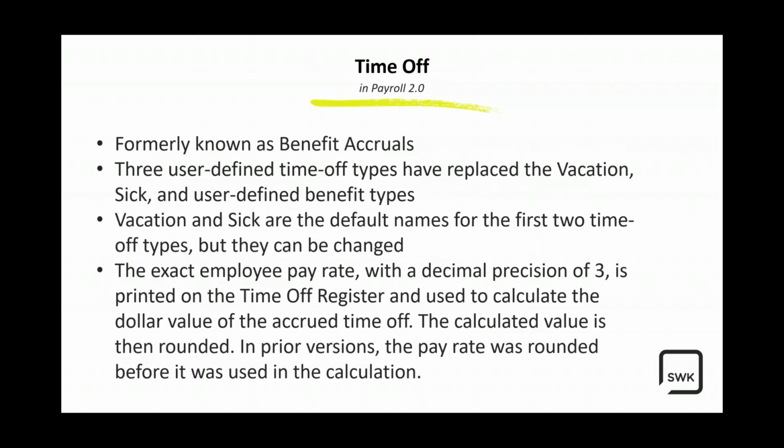So time off, formerly known as benefit accruals. You used to have vacation, sick were defined, and then the third one was whatever you wanted it to be. Now with time off, all three are definable. You can make any three of them whatever you would like them to be. Vacation and sick are automatically defaulted that way just from a conversion standpoint, but you have the ability to change that to whatever you would like it to be. And also the decimal precision has been moved out to 3, and the system will then go ahead and make sure that it rounds correctly on that.